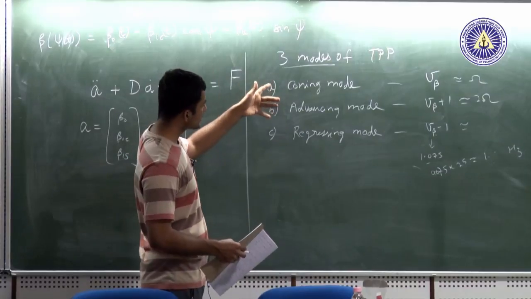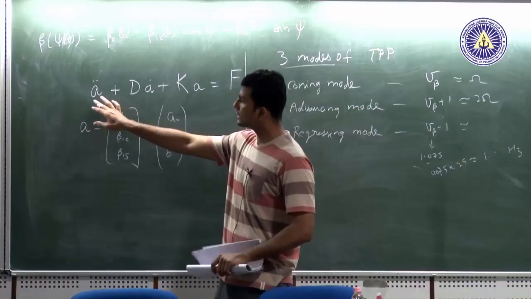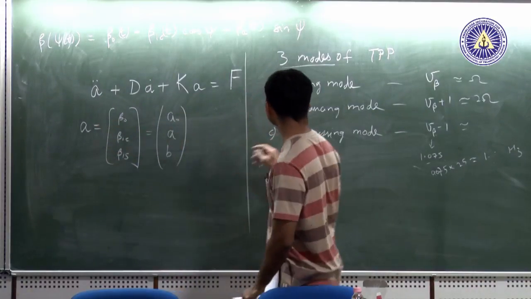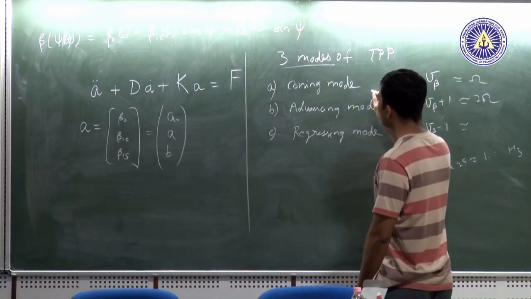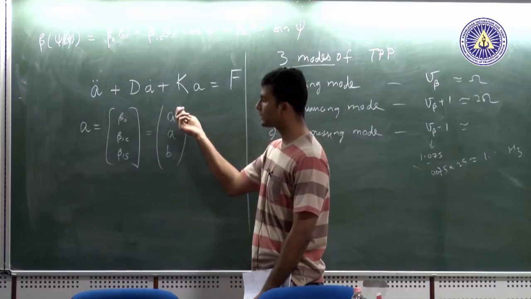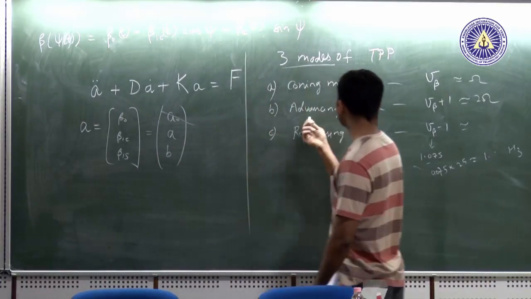So in order to just get the regressing mode, this is a collection of 3 ODEs. We can just do away with the coning mode. Abandoning this coning mode would mean that you just don't take the first equation. So just forget about A naught.